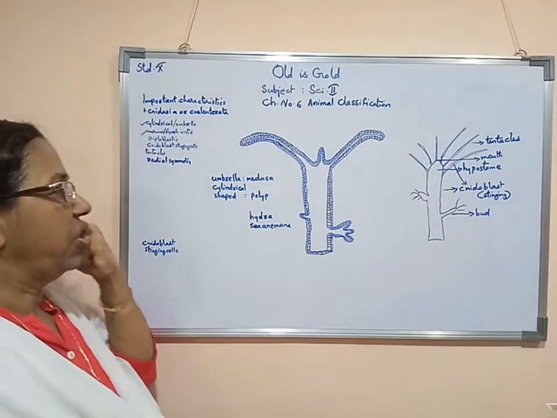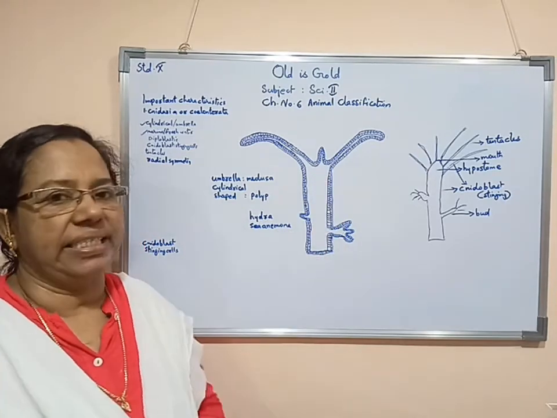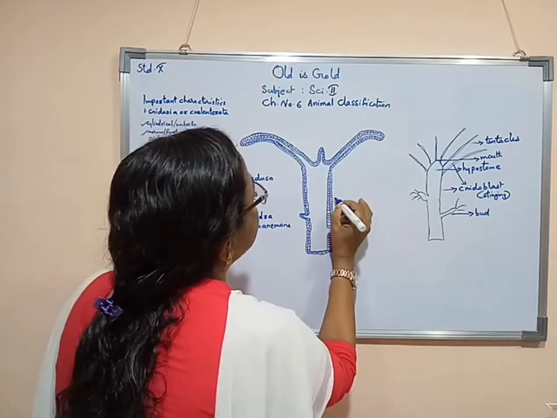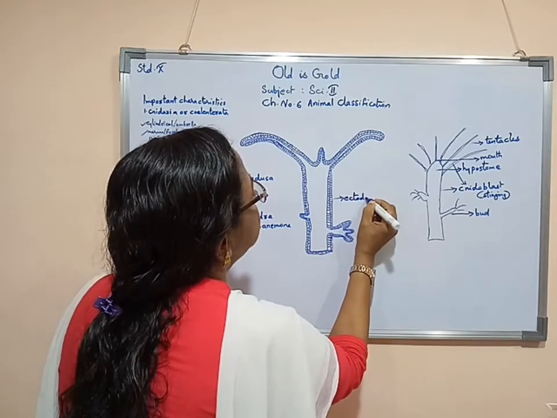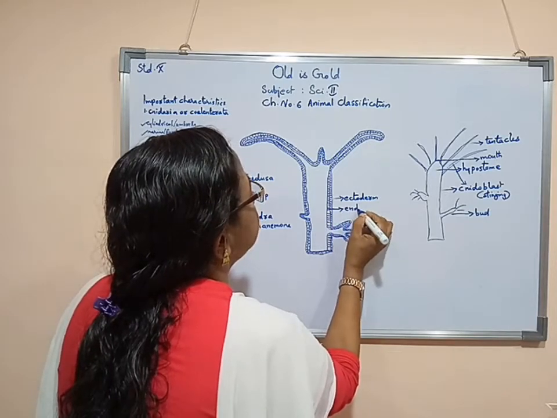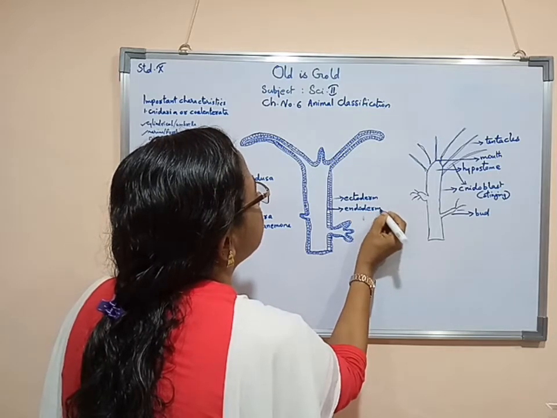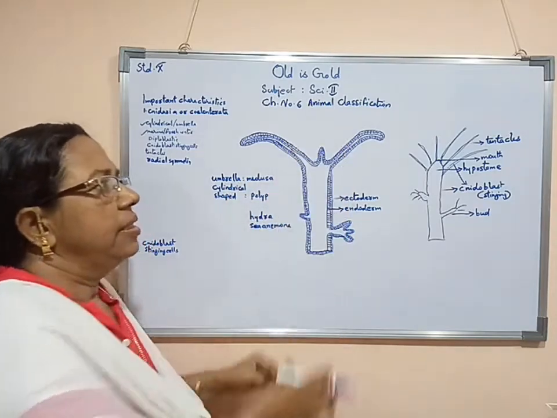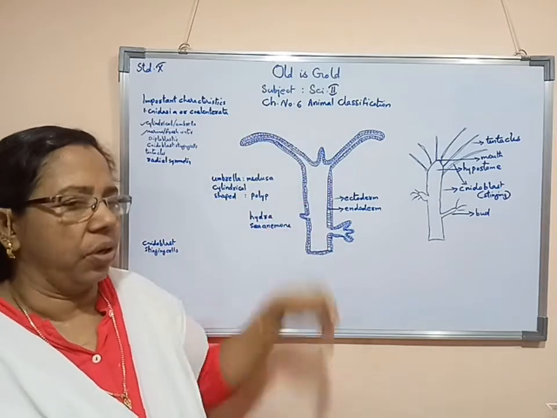Now one more important thing: their body wall has 2 layers of cells. Here is one layer, this is the second layer. The first layer is known as ectoderm. The second layer we can say is endoderm. So for their body wall, this is the longitudinal section of Hydra. The same Hydra, a longitudinal section I have drawn.